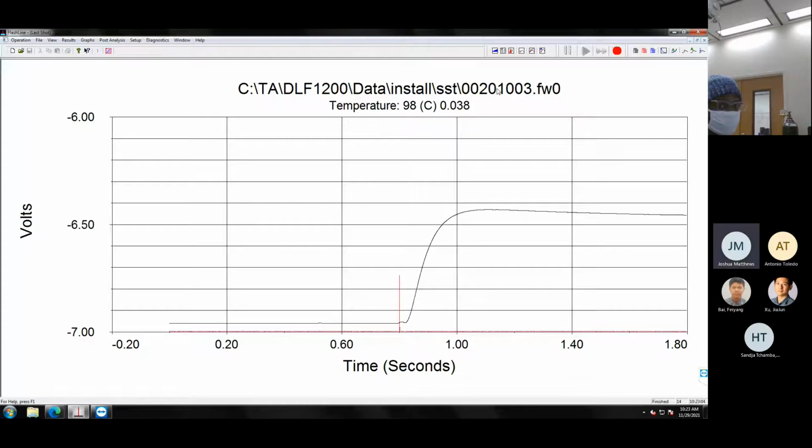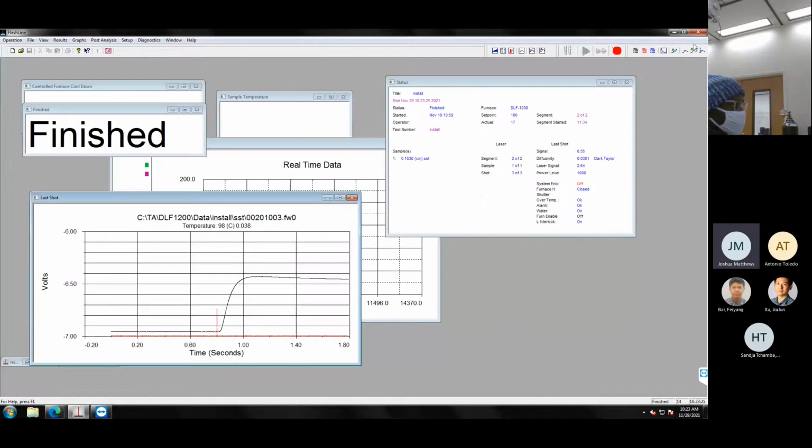We only had 1 sample loaded, so it's always going to be 1 for this. And then again, the last 3 numbers are your shots for the second temperature point and the first sample. It's just a naming convention, it's good to know. All right, let's minimize or get rid of this.